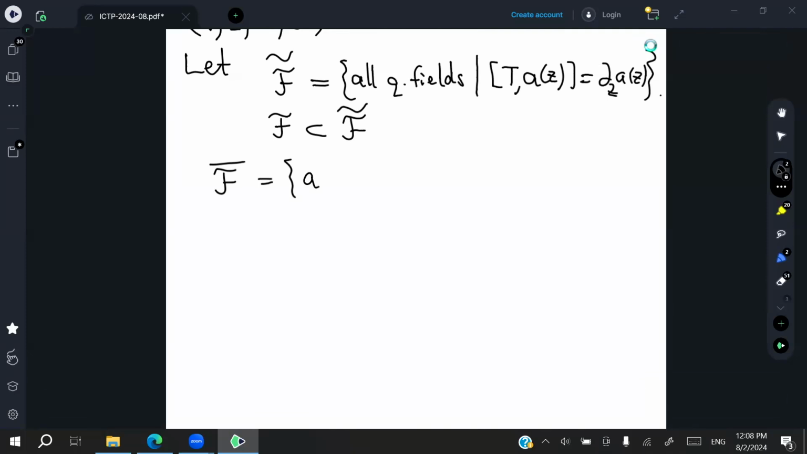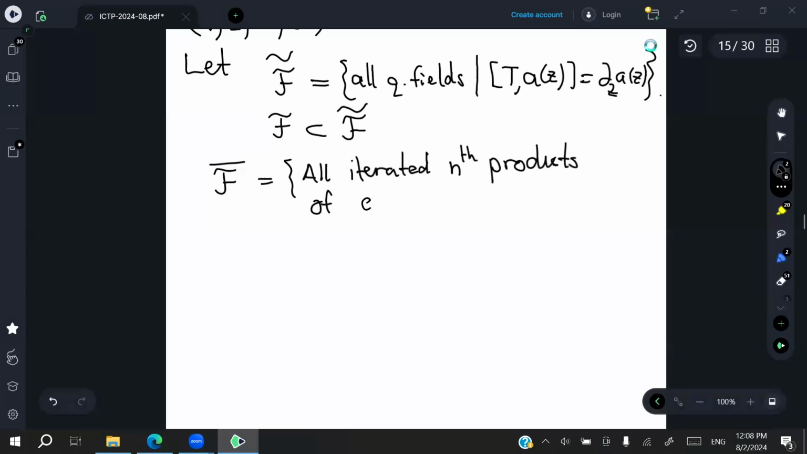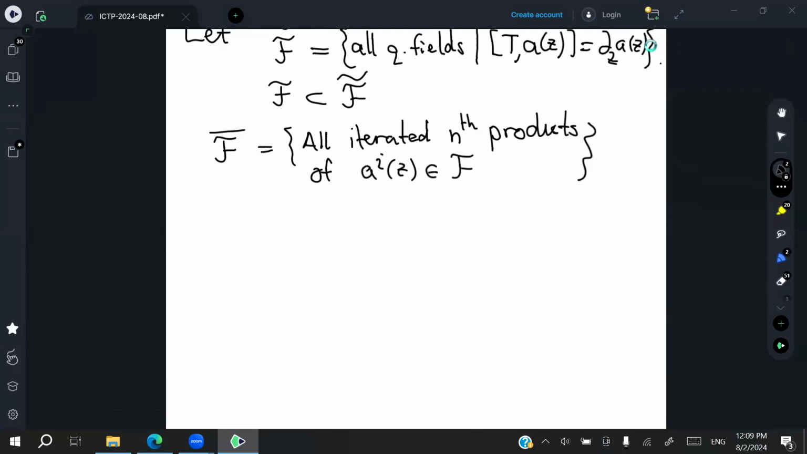let's say all iterated nth products of A_i(z) in F. Okay. So this just means it's all the quantum fields from F, nth products of such fields. So as we've seen already, these are, again, quantum fields. So we get further quantum fields. And then we take nth product between these new quantum fields and the original quantum fields, and we just keep doing this again and again and again to infinity, okay? So F bar is a sort of envelope of F in some sense.